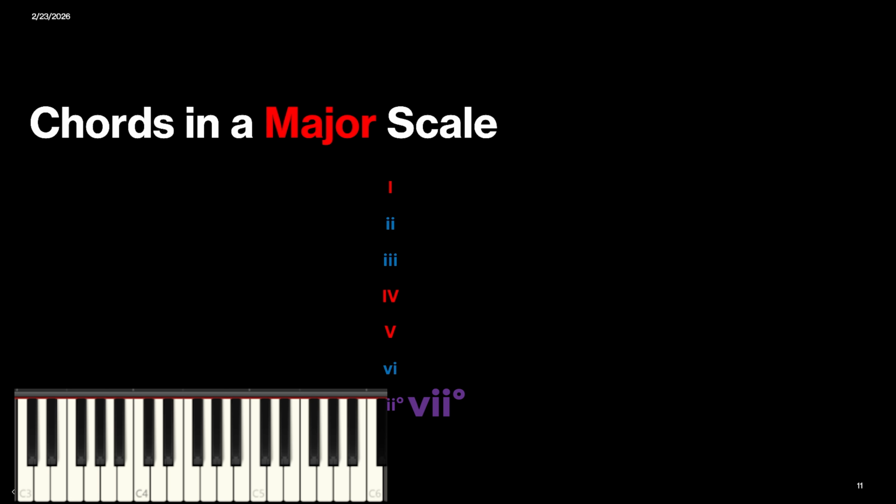Okay, so here are the chords that we're going to use in a major scale. This is very important to remember. So our 1 chord is a major chord. Our 2 chord is a minor chord. Our 3 chord is a minor chord. Our 4 chord is a major chord. Our 5 chord is a major chord. Our 6 chord is a minor chord. And our 7th chord is a diminished chord. So remember this because it's very important. So we're going to do C major, D minor, E minor, F major, G major, A minor, B diminished.